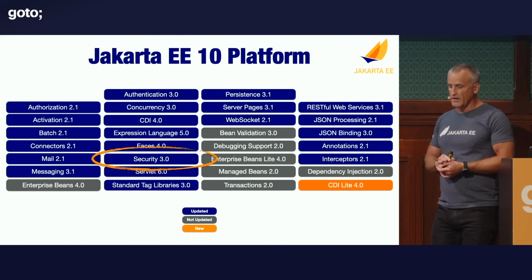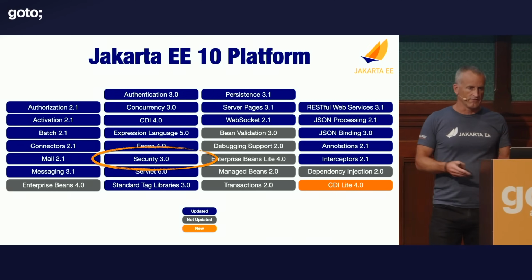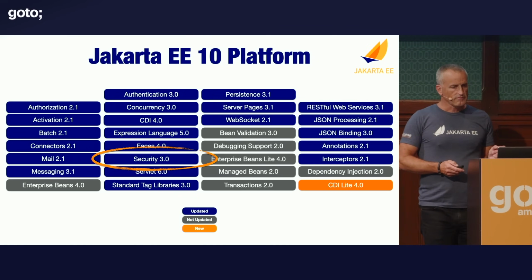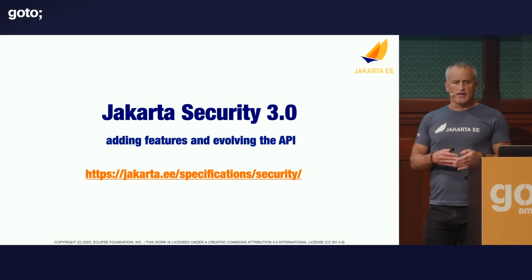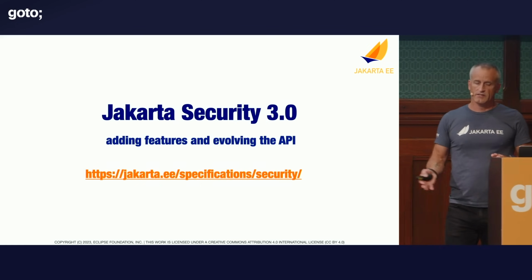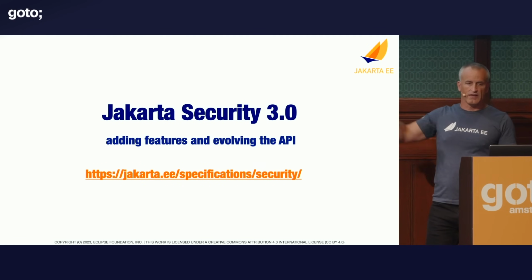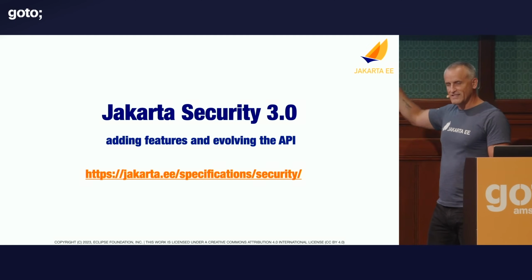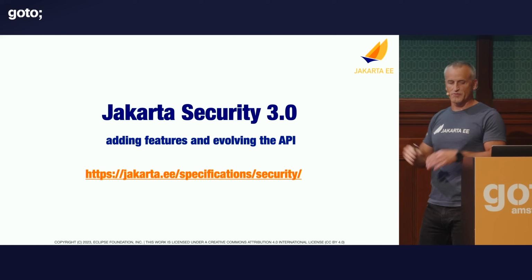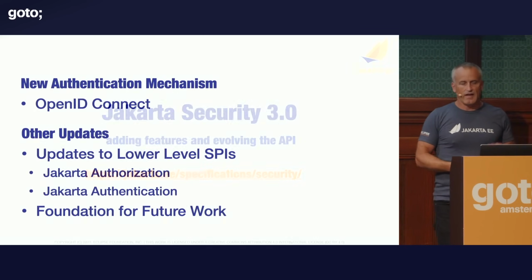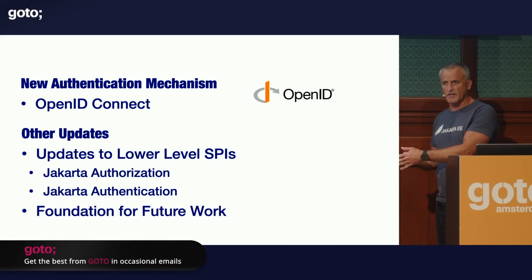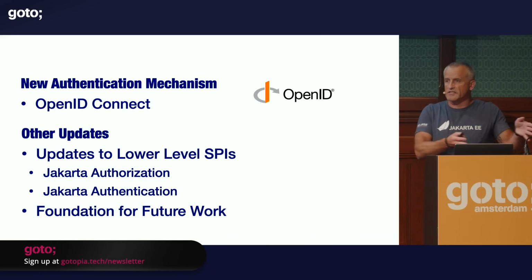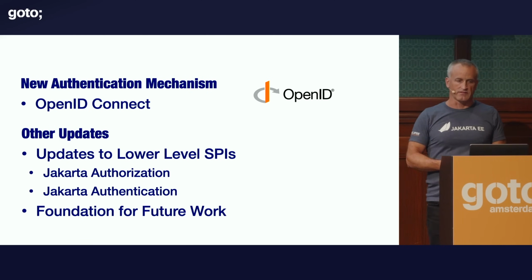I'll go into the core profile in a bit. But I'll go through a couple of these specifications, not all of them, before we dive into the demo. Security got some interesting updates for this one. It's mostly about evolving the APIs and adding features. It's already at version 3.0, but it's really only between 3.0 and 1.0 that they added stuff, because between 1.0 and 2.0 it was just about the namespace. What they added for this release is support for OpenID Connect. You may have used OpenID Connect in Jakarta EE applications before, but in a non-standard way. Now it's a standard way, and it's portable across implementations.